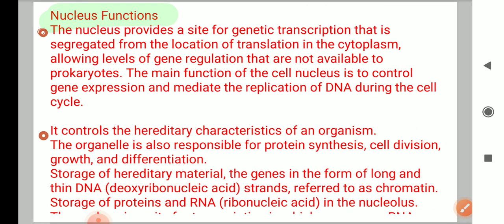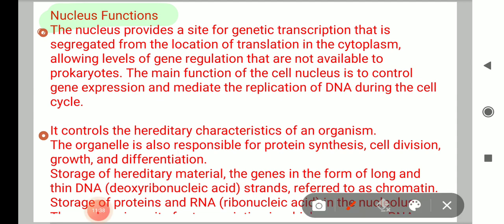Let's come to the function of the nucleus. First of all, the nucleus provides the site of genetic transcription, which is segregated from the location of translation in the cytoplasm, allowing levels of gene regulation that are not available to prokaryotes. The main function of the cell nucleus is to control gene expression and mediate the replication of DNA during the cell cycle.